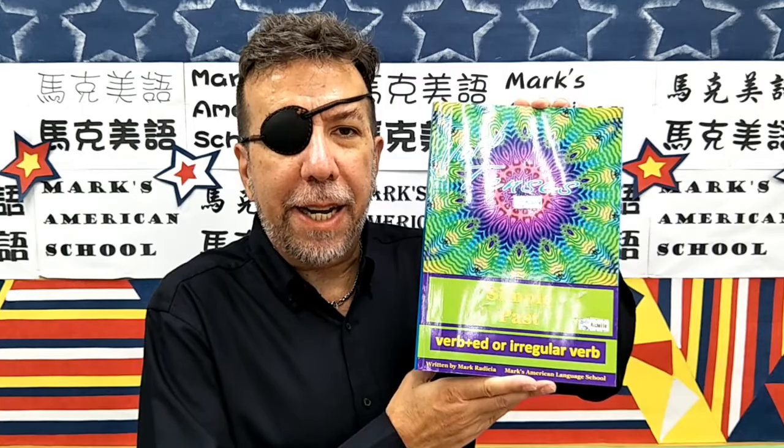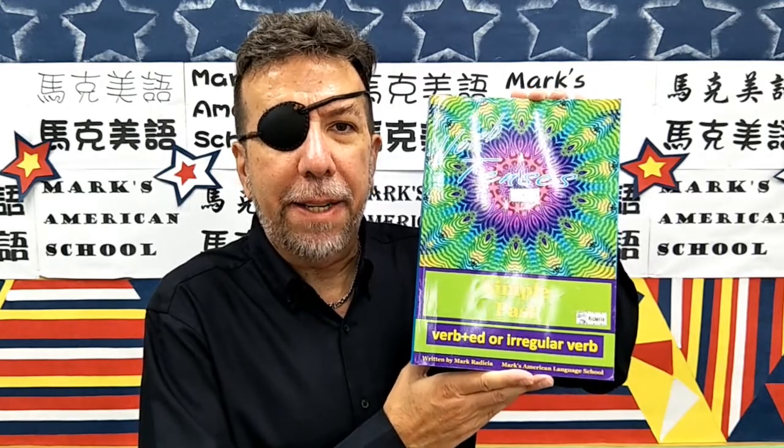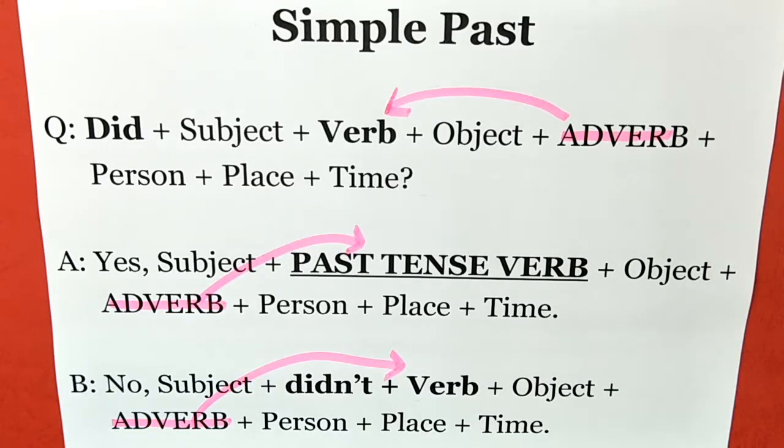Let's begin. Alright kids, let's study simple past. Today we are going to be writing the simple past. Alright, how to make a question. Did plus subject plus verb plus object plus adverb plus person plus place plus time.